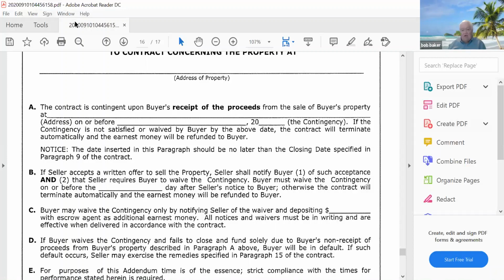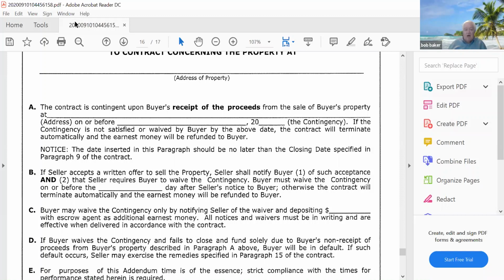Even though the seller had a right under the terms of the contract, paragraph 19 anyway, to continue to show the property and accept backups, here the seller has accepted another offer on a backup basis. So they're in a second contract, and they have to give notice to your buyer that they've accepted this other one. And then they require the buyer to go ahead and waive the contingency on or before a certain number of days. If they don't, contract terminates automatically.